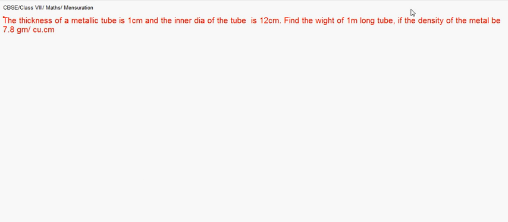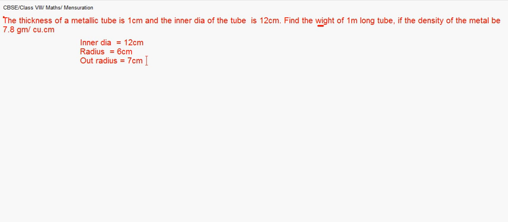Now it says the inner diameter of the tube is 12. So I write the inner diameter is equal to 12 centimeter. So the radius will be 6 centimeter, right? It also informs us the thickness of the tube is 1 centimeter. So the outer radius will be 6 plus 1, that is 7 centimeter.